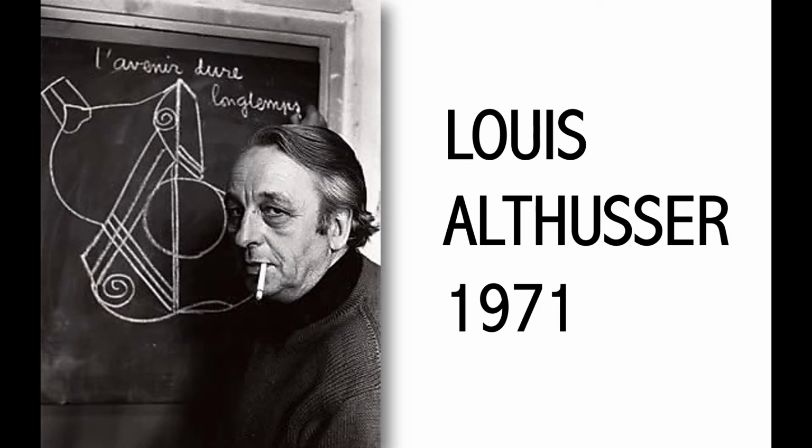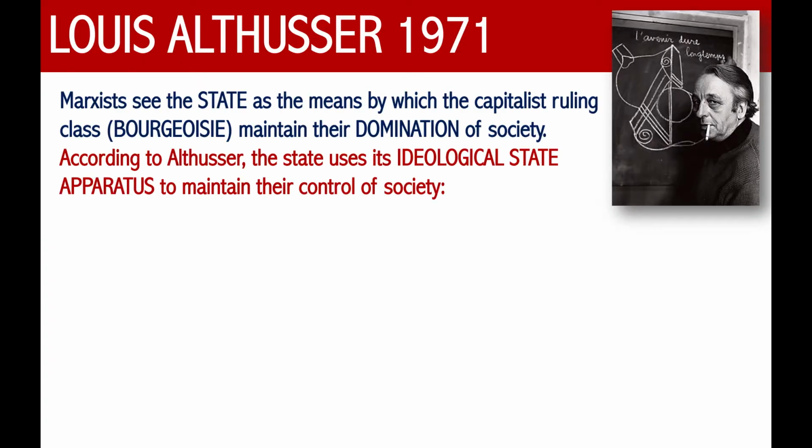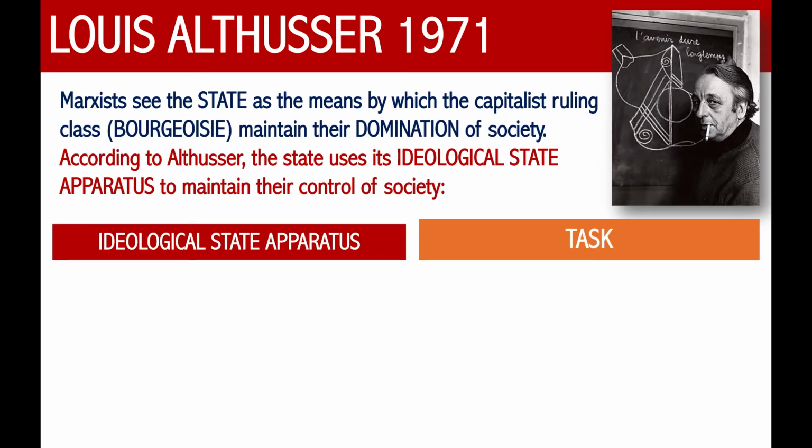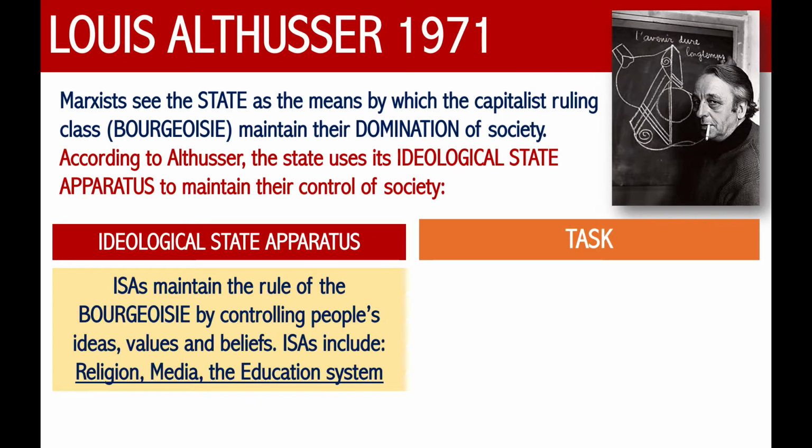Okay, so a key theorist is Louis Althusser. Now, Marxists see the state as the means by which the capitalist ruling class, the bourgeoisie, maintain their domination of society. According to Althusser, the state uses what he calls the ideological state apparatus to maintain their control of society. So the ideological state apparatus, or the ISA, maintain the rule of the bourgeoisie by controlling people's ideas, values and beliefs. The ideological state apparatus includes things like religion, media, government, and also the education system.